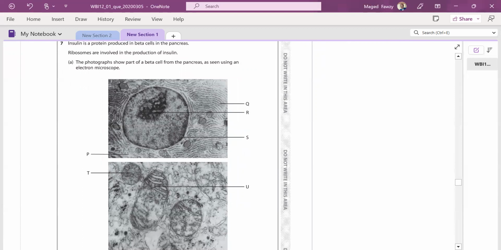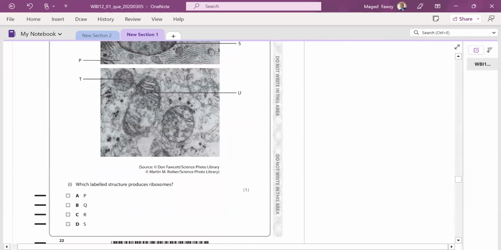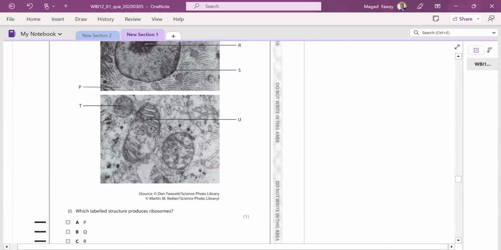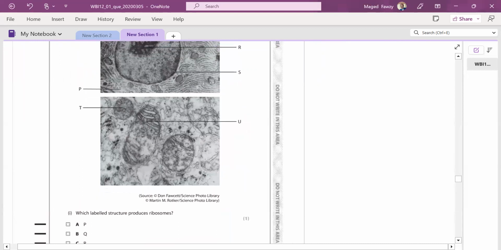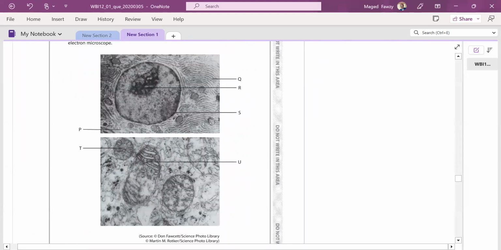Beta cell, pancreas. Is it S that produces ribosomes? لا sorry, not S. Q.